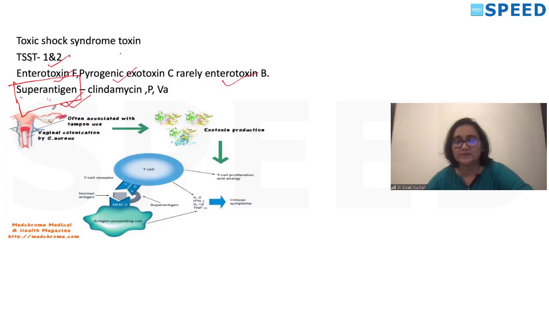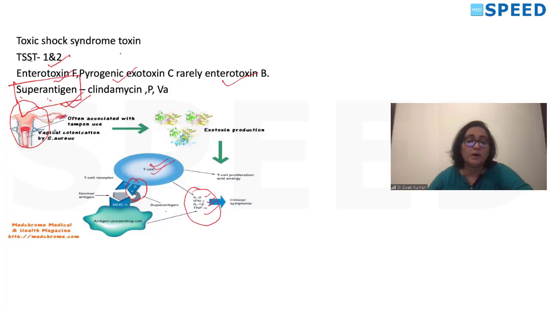So what does this superantigen do? It causes excessive stimulation of T cells, proliferation and stimulation of T cells. They go and bind to the V beta region of T cells and release different inflammatory mediators: interleukin 2, interferon gamma, interleukin 1 and tumor necrosis factor. This case of toxic shock syndrome got noticed by vaginal colonization by Staphylococcus aureus, which we have seen in a female with history of tampon use.